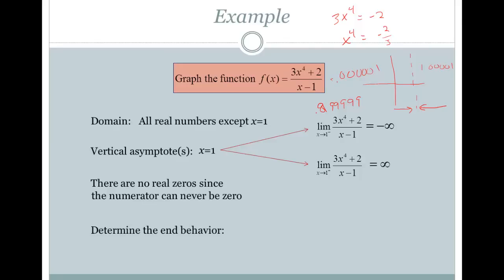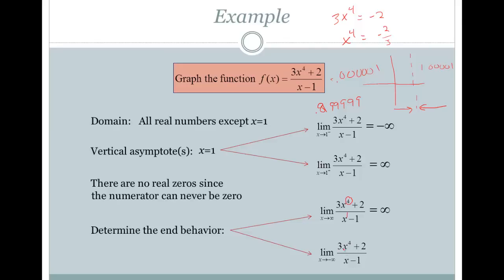Determine the end behavior. Again, what's happening when x is approaching infinity? As x approaches infinity, look at the degree on the top and the bottom. The degree is 4 on top and 1 on the bottom. Because the degree in the numerator is greater than the degree in the denominator, this is going to go off to infinity. The x to the fourth is going to grow much faster than x in the bottom, so that's going to go off to infinity. Let's look at what happens when I go to negative infinity.